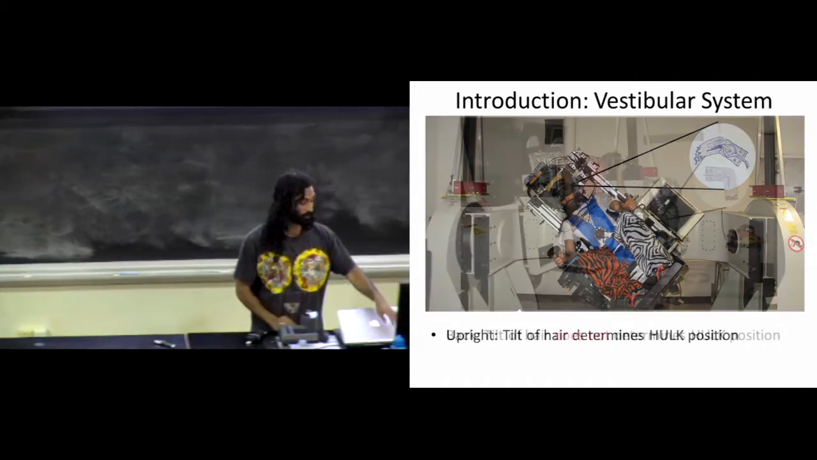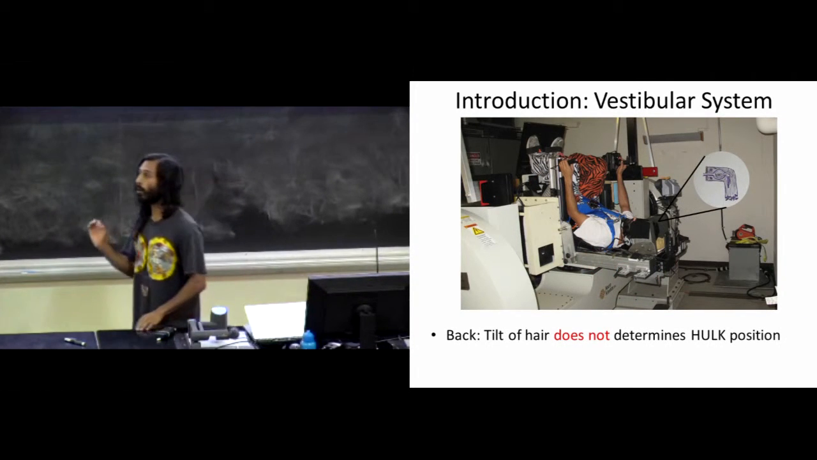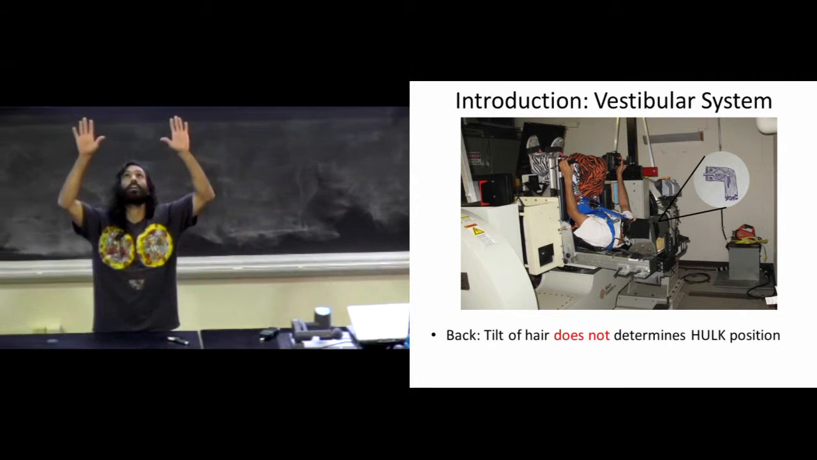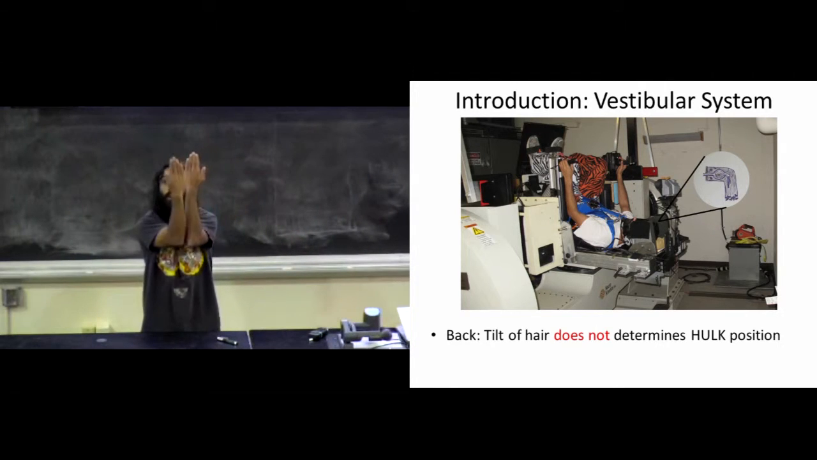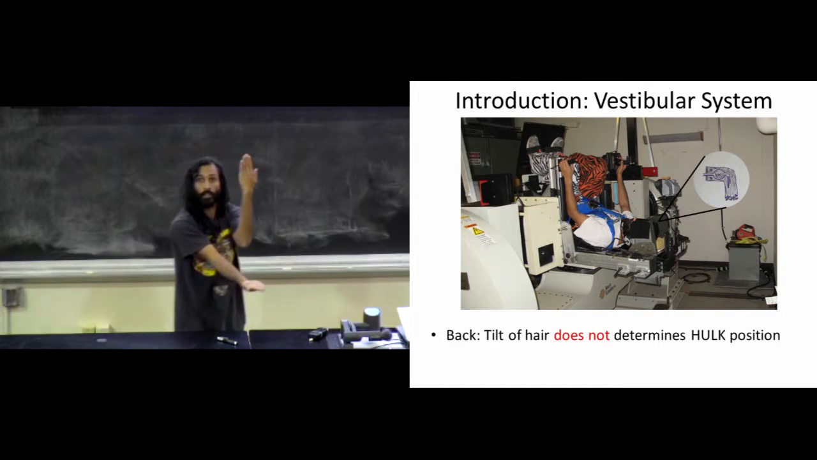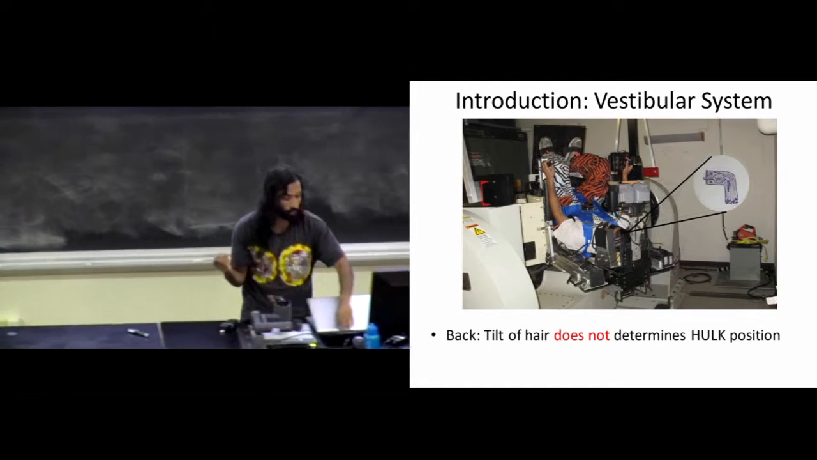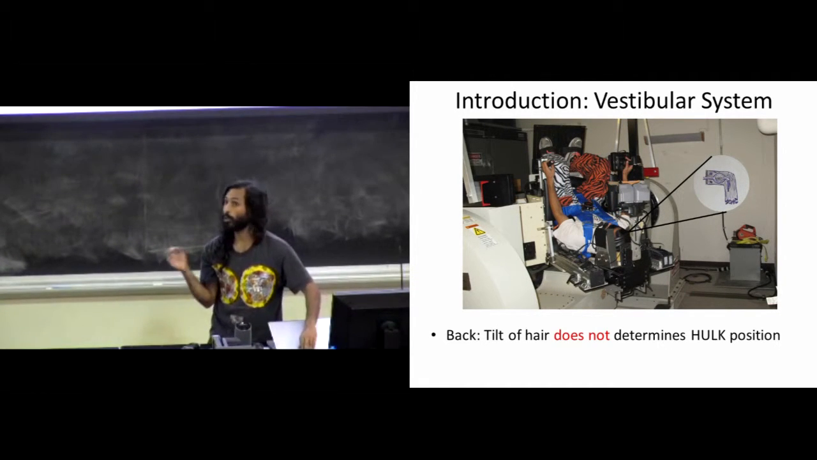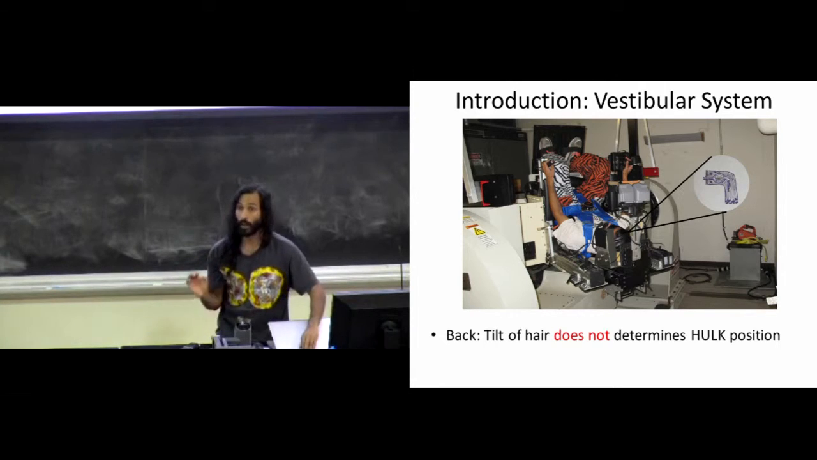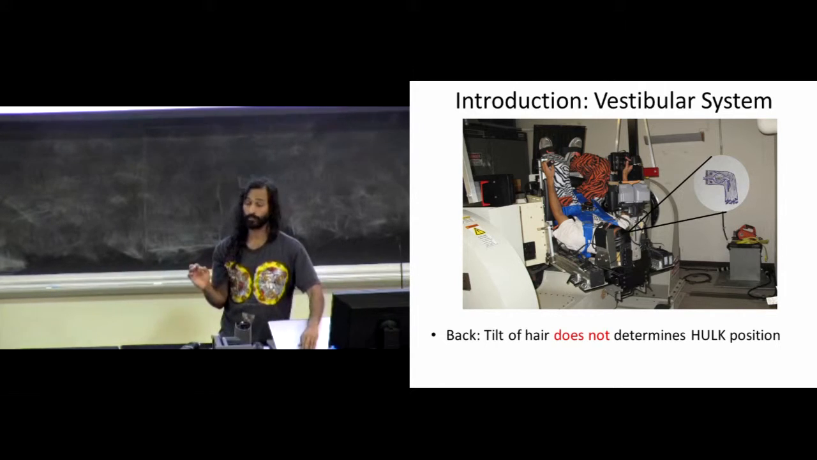And here's where things become interesting. Because when you're on your back, then those little hairs will be tilted backwards, telling you that you're 90 degrees from the gravitational vertical. But they'll say that same exact thing whether you're here or you're here. You don't get any additional information about your angular position.